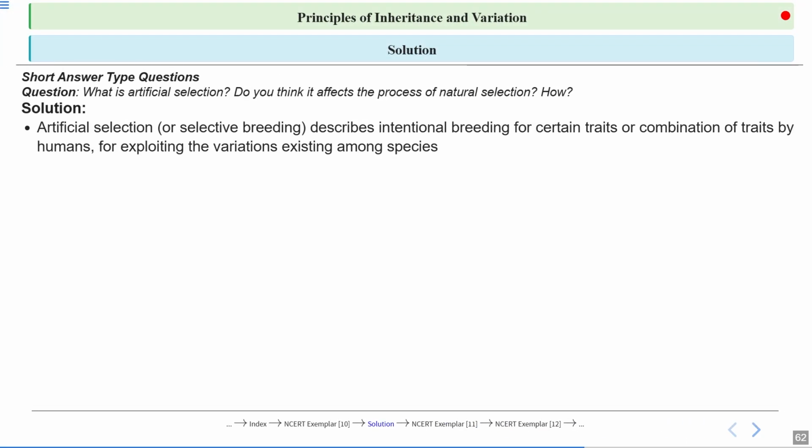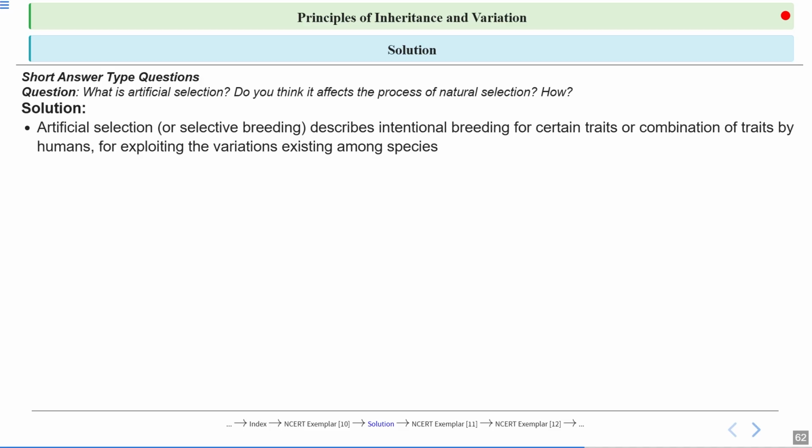Okay, so artificial selection is also known as selective breeding. This describes intentional breeding by humans for certain traits or combinations of traits, exploiting the variations existing among the species. So in artificial selection, what is done? Parents are selected which have desirable characteristics, and then these parents are crossed with each other.